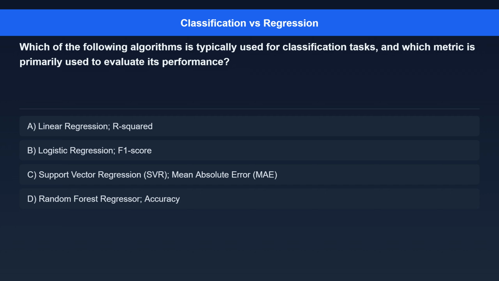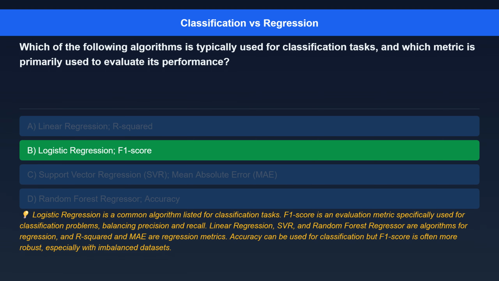Question 6. Which of the following algorithms is typically used for classification tasks, and which metric is primarily used to evaluate its performance? Option A, linear regression, R-squared. Option B, logistic regression, F1 score. Option C, support vector regression, SVR, mean absolute error, MAE. Option D, random forest regressor, accuracy.